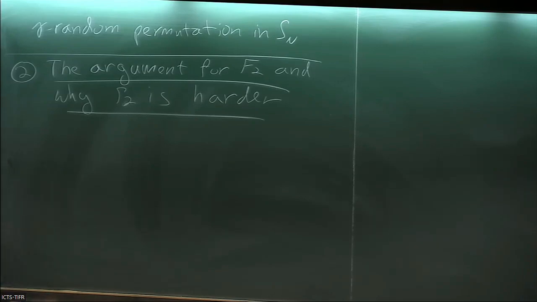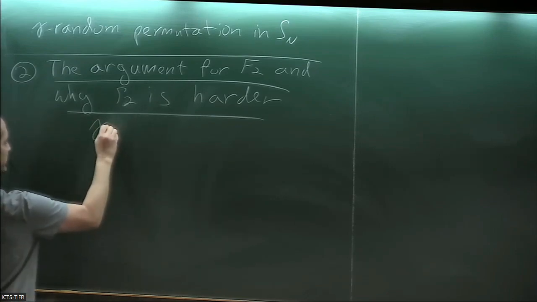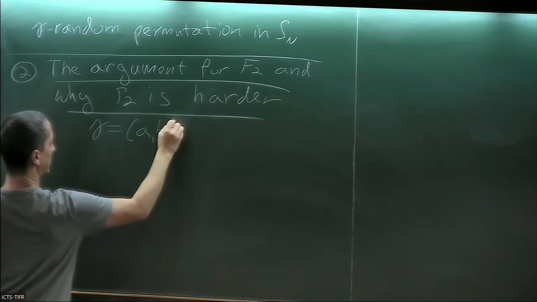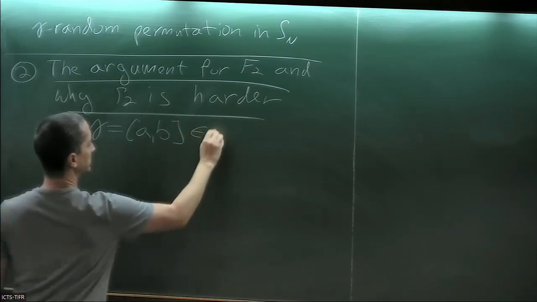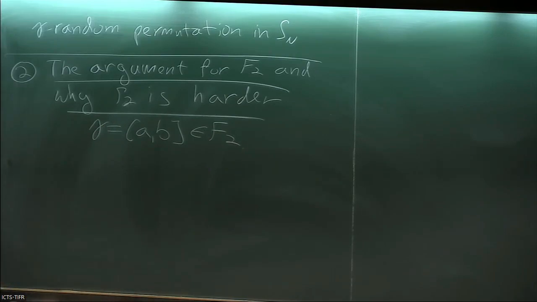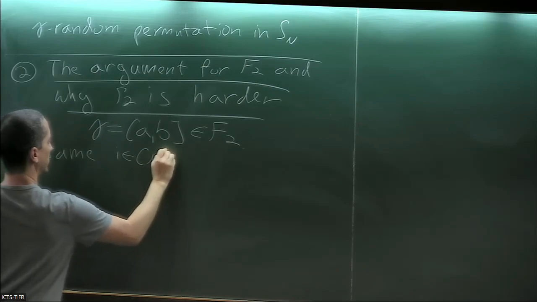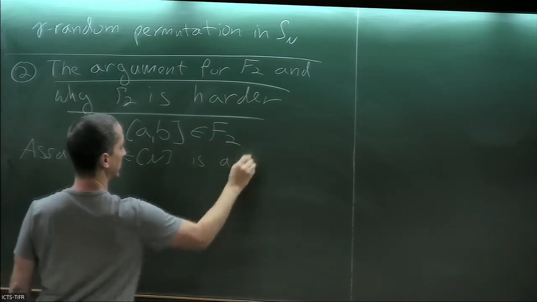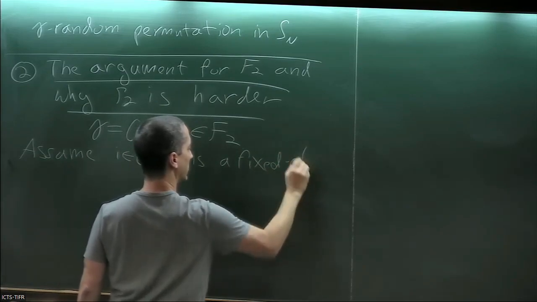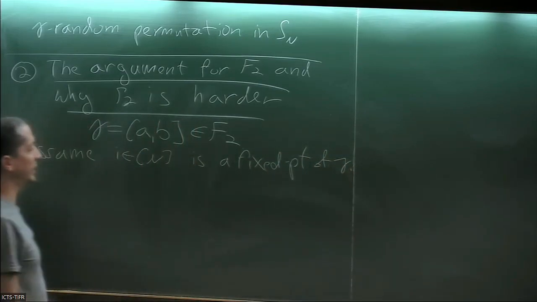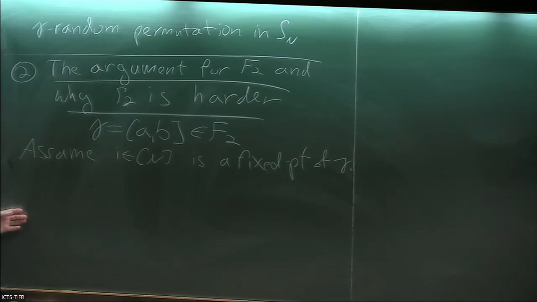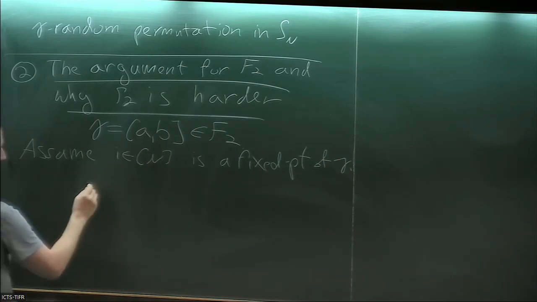we'll do it by an example. So let's take gamma to be the commutator in F2. And I want to count fixed points, right? So the way I do it is, assume that I is a fixed point of gamma. Let's look at the trajectory of I, the entire trajectory of I through this permutation.